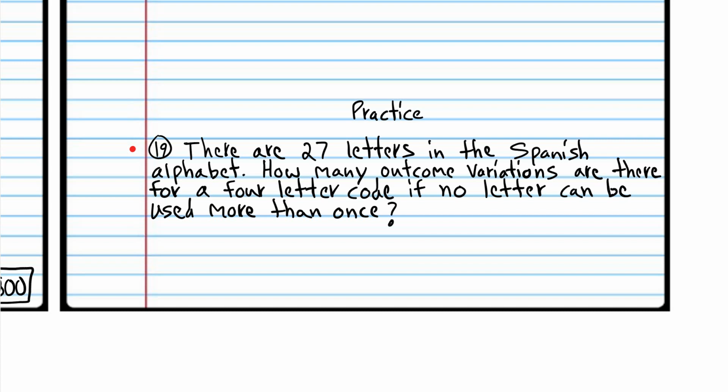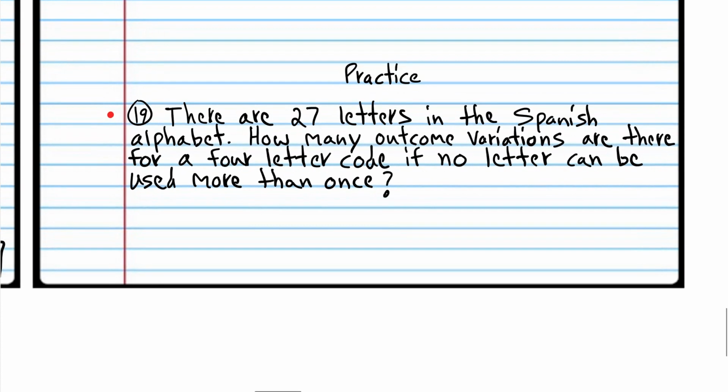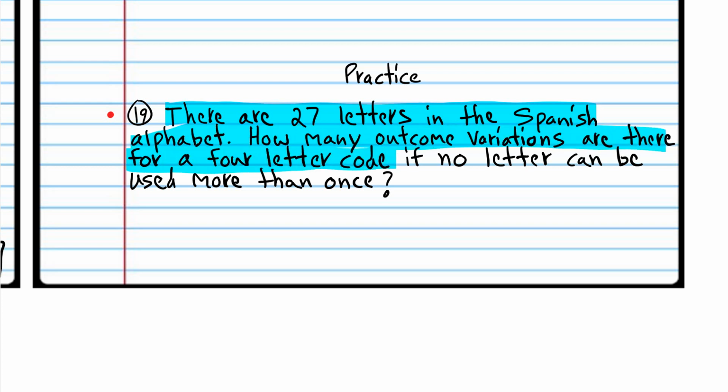In the problems that we're doing now, we have choices to make, and we're choosing from the same options, but repetition is not allowed. And so the number is not going to be the same. It's going to be one less each time. So let's try a problem here. There are 27 letters in the Spanish alphabet. How many outcome variations are there for a 4-letter code if no letter can be used more than once?